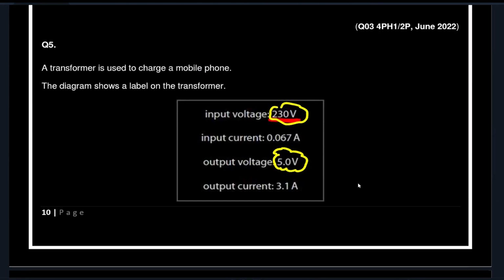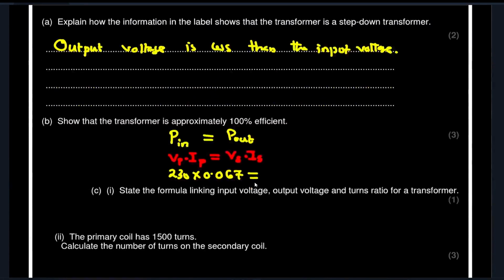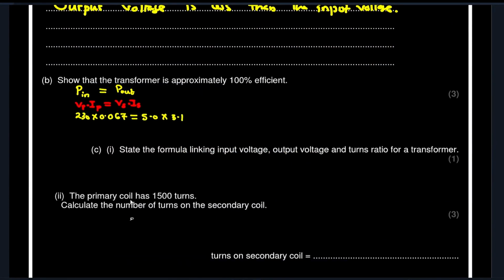If we work this out using power in, we're going to say 230 times 0.067. If you multiply that, it should be equal to 5.0 times 3.1. Then if you work out the left hand side, you are going to get 15.41. And the other side should be 15.5, which is approximately the same. From here, we can say that the transformer is approximately 100% efficient.